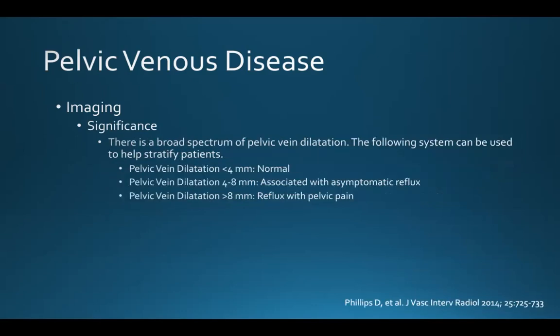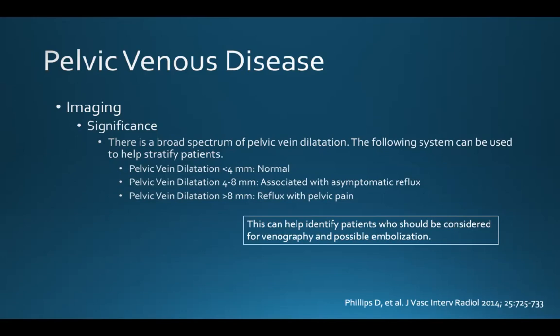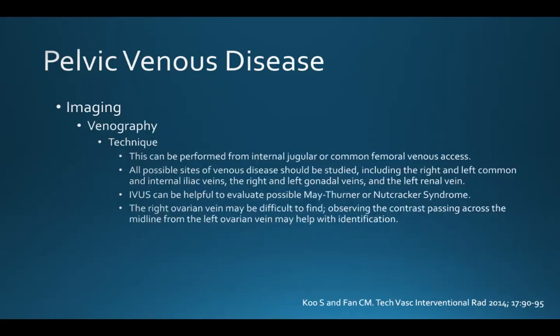There is a broad spectrum of pelvic vein dilatation. Some people have used this system to stratify patients. If the pelvic vein dilatation is less than 4 millimeters, it's normal. If the dilatation is between 4 to 8 millimeters, then it's likely associated with asymptomatic reflux. And if the pelvic or ovarian veins are greater than 8 millimeters in diameter, then this usually means that there's reflux associated with pelvic pain. And this can help identify patients who should be considered for venography and possible embolization.